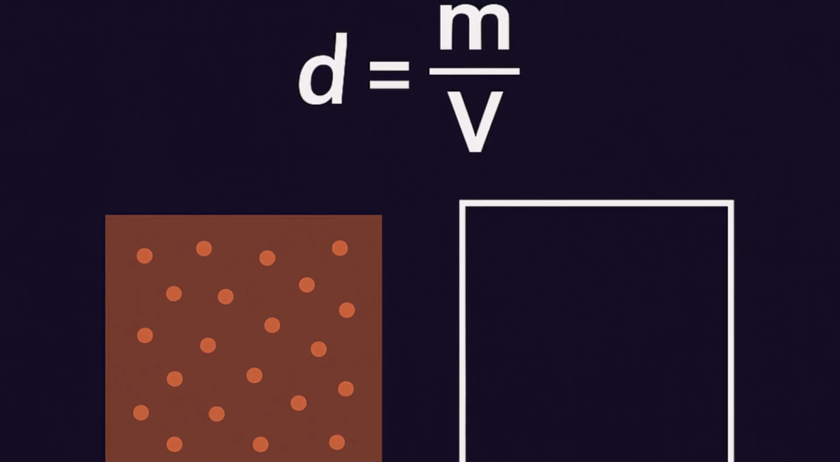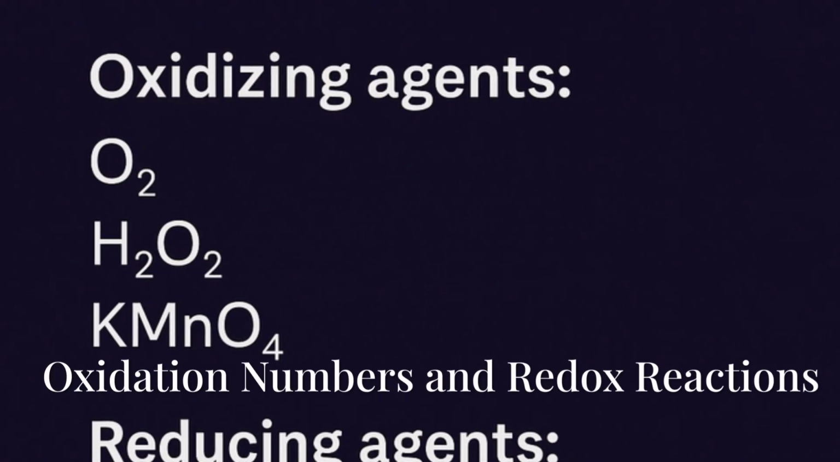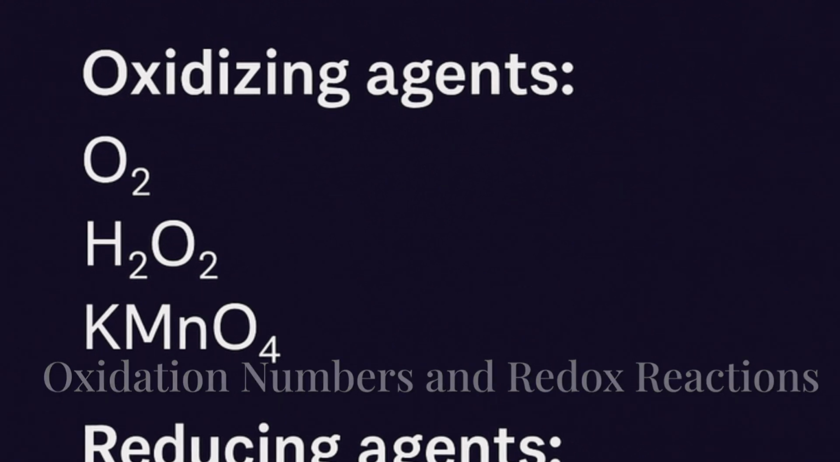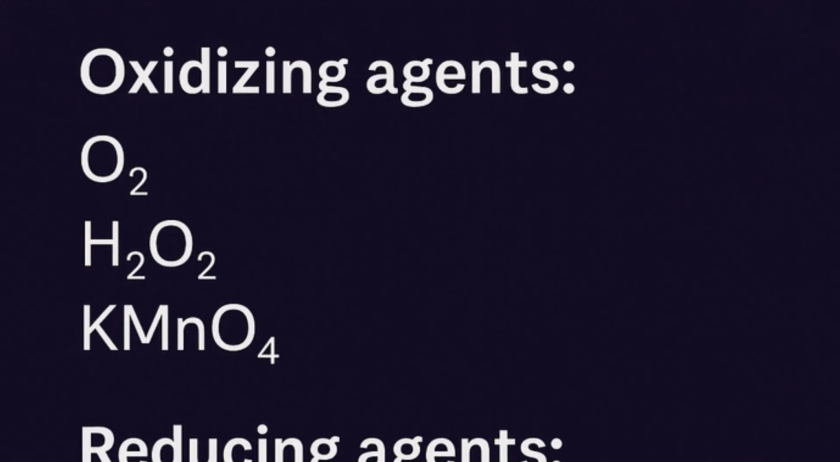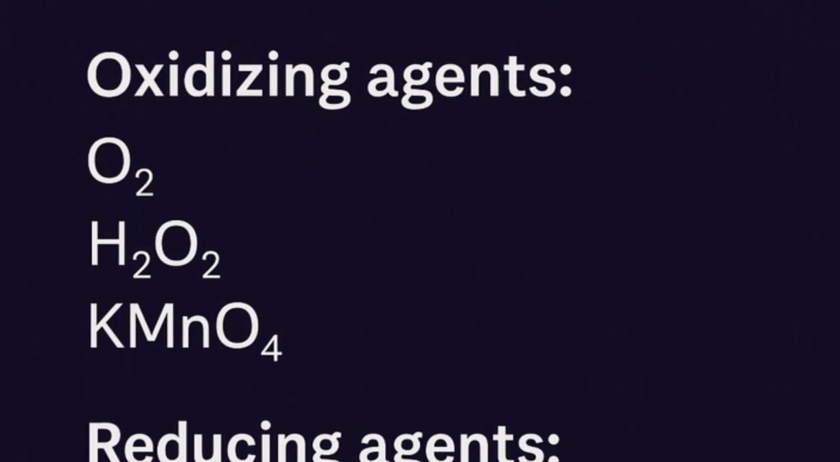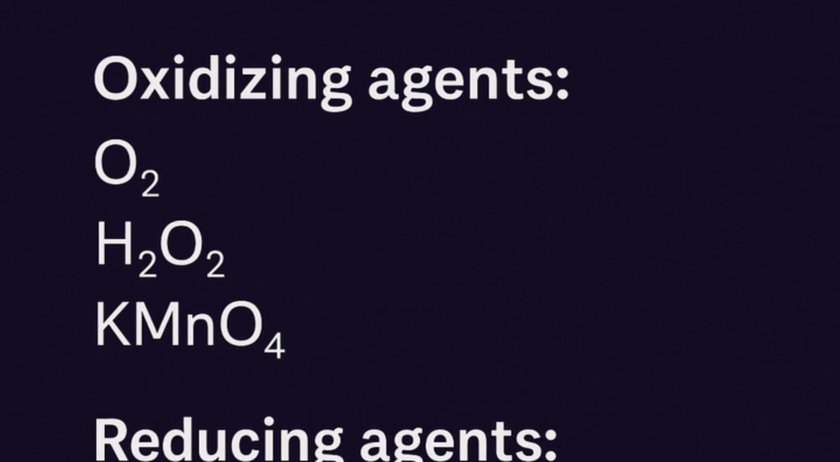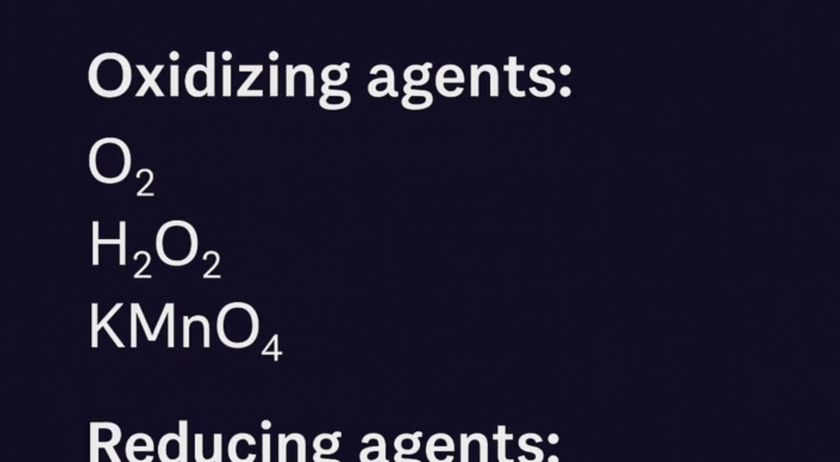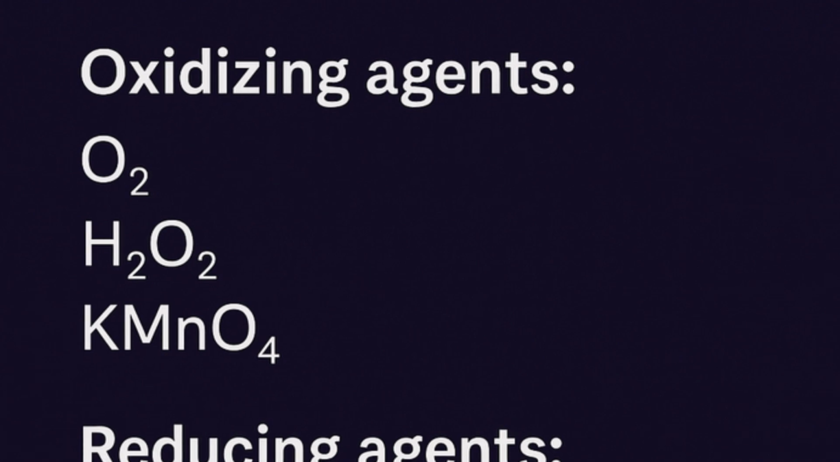Now, redox concepts. Oxidation numbers help track electron transfer. Common oxidizing agents include oxygen, hydrogen peroxide, and potassium permanganate. On the other hand, reducing agents are often metals like zinc or sodium borohydride.